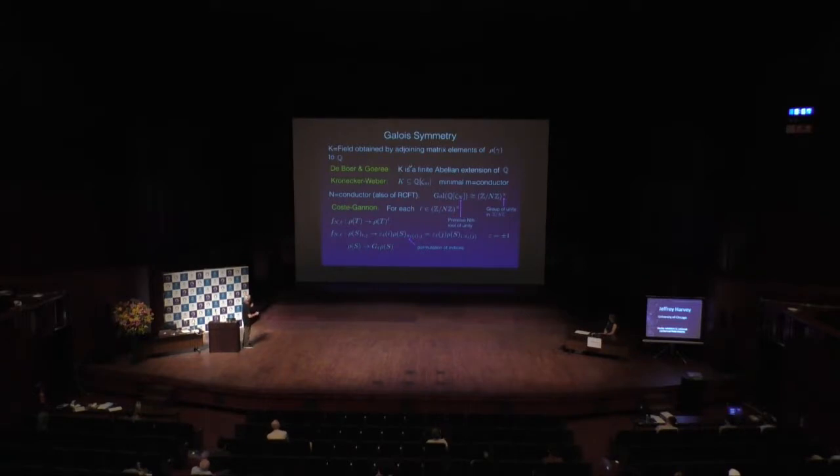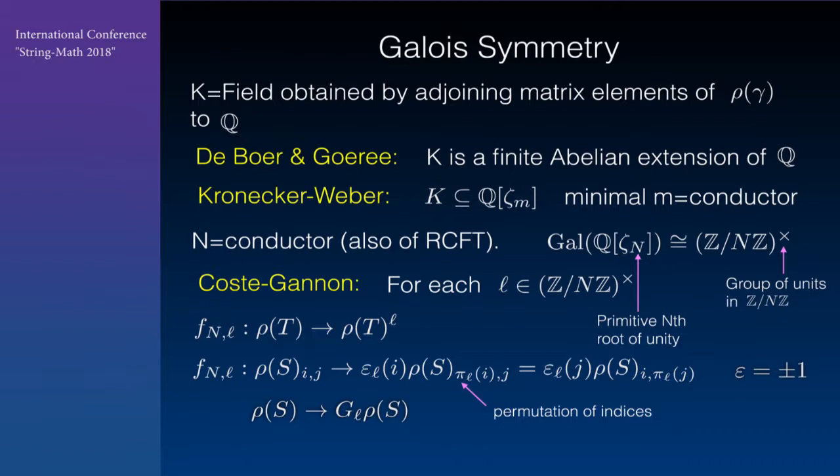So let K be the field that you get by adjoining the matrix elements of the representation rho of the modular group to the rationals. There's a result due to de Boer and Goree that this field K is a finite abelian extension of the rationals. And there's a famous theorem of Kronecker and Weber that says that as a result, K is always contained in some cyclotomic extension of the rationals. So an extension of the rationals by some primitive nth root or mth root of unity. The minimal M, such that K is contained in this cyclotomic extension, is called the conductor of K.